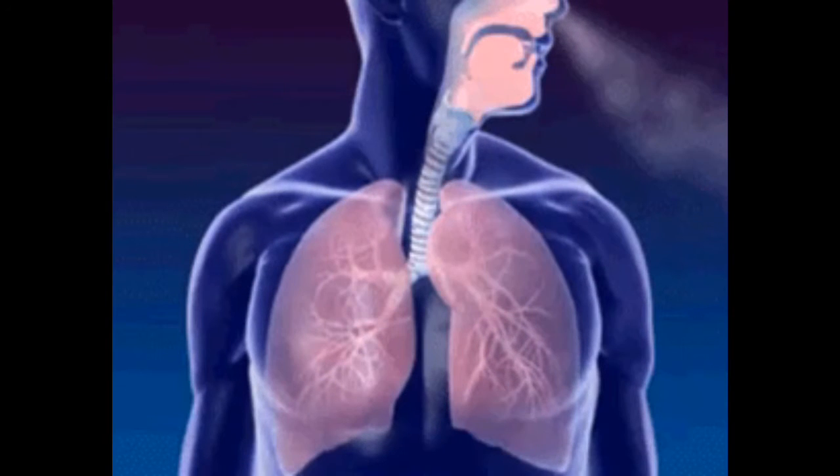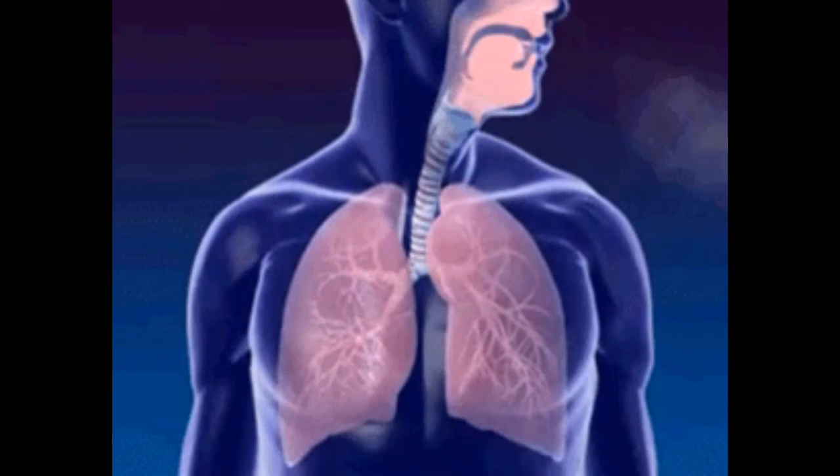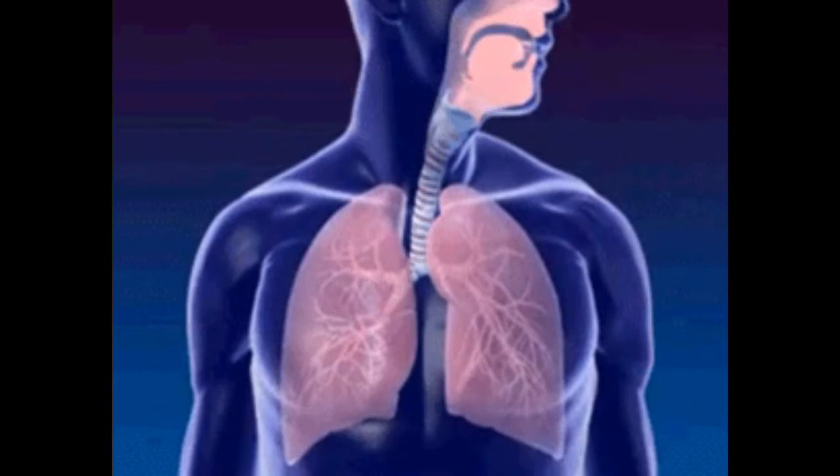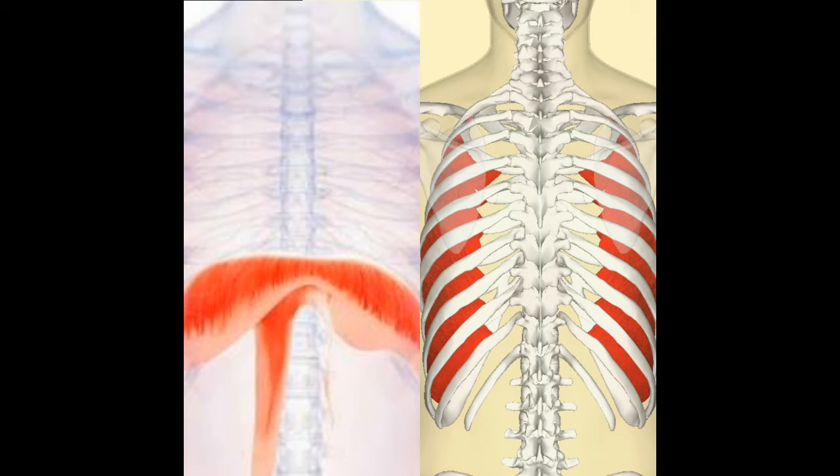The lungs act as the functional units of the respiratory system by passing oxygen into the body and carbon dioxide out of the body. Finally, the muscles of respiration, including the diaphragm and intercostal muscles, work together to act as a pump, pushing air into and out of the lungs during breathing.